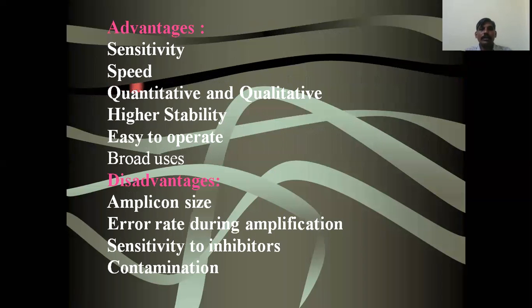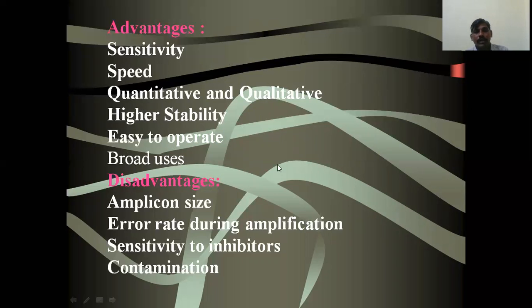So what are the advantages of the PCR? The PCR technique has sensitivity and speed, and can be used quantitatively and qualitatively. It has higher stability, is easy to operate, and has broad uses. So in this way, there are many advantages in biochemical research.